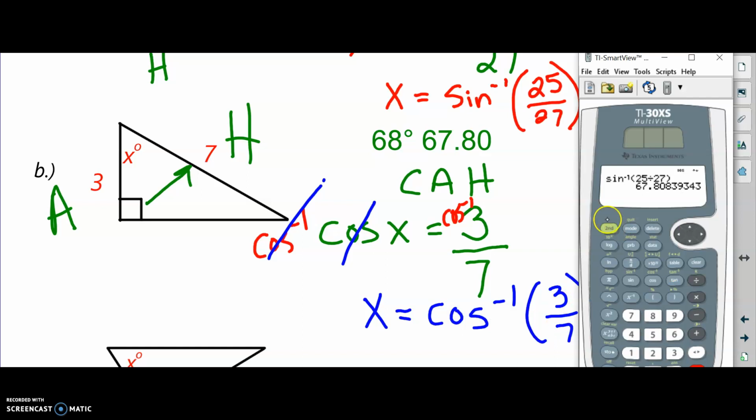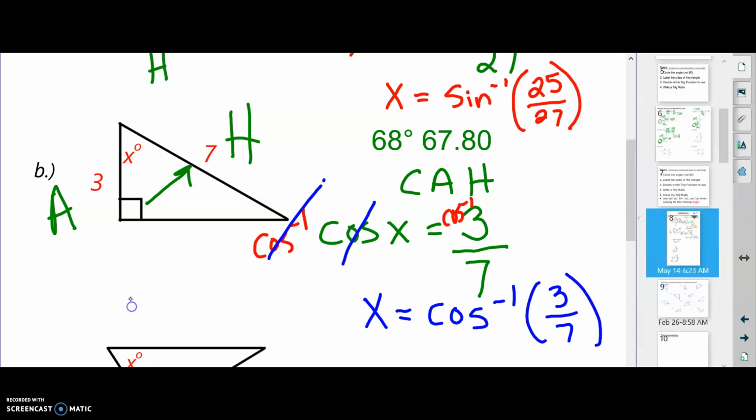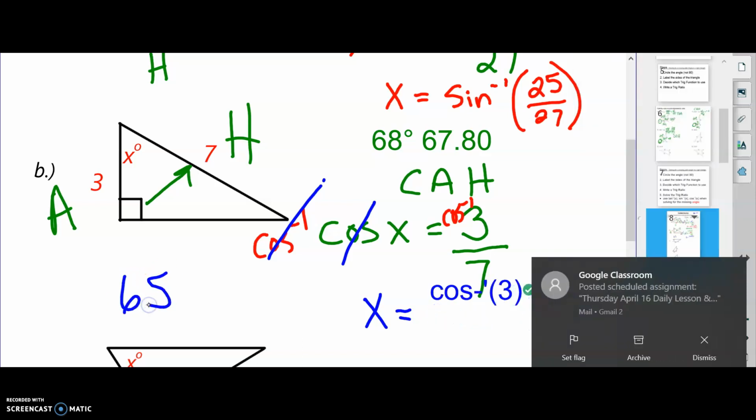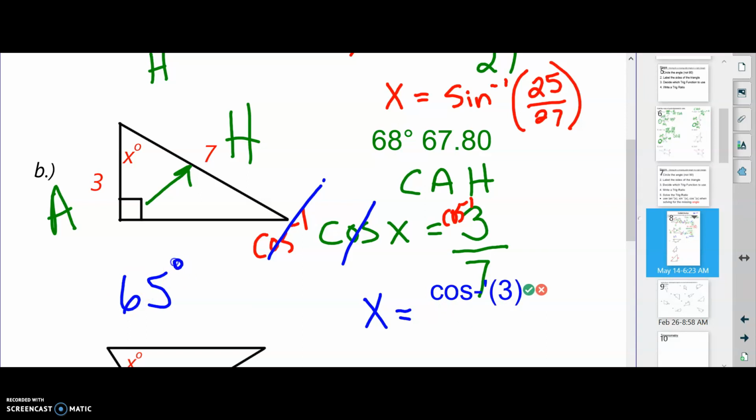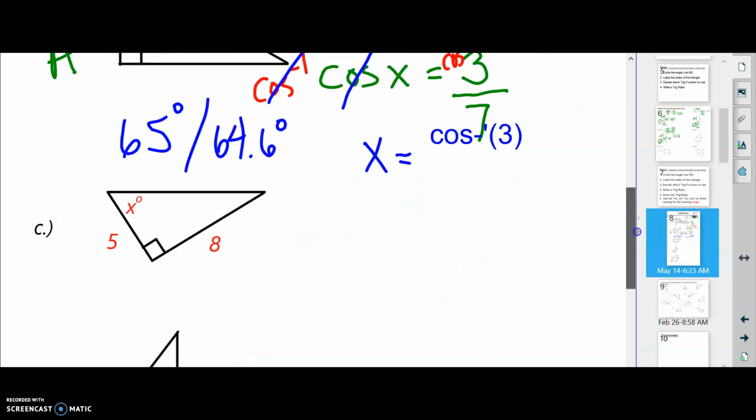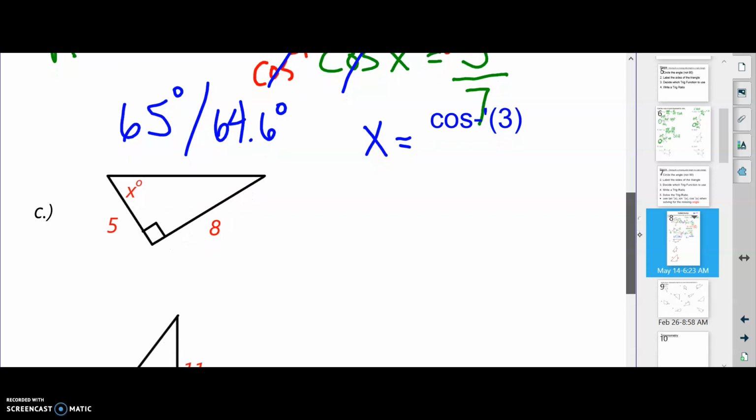So on mine here, inverse cosine 3 divided by 7. And it tells us the angle is 64.6, or to the nearest whole number, it would be 65 degrees, or 64.6 degrees. So again, sorry, I wish I remembered what your assignment asked you to do. All right, last one here that we'll do.